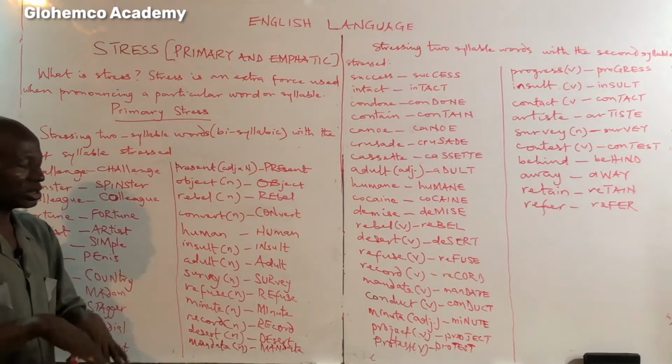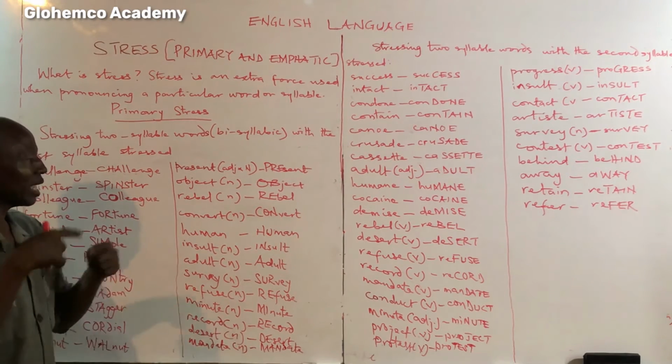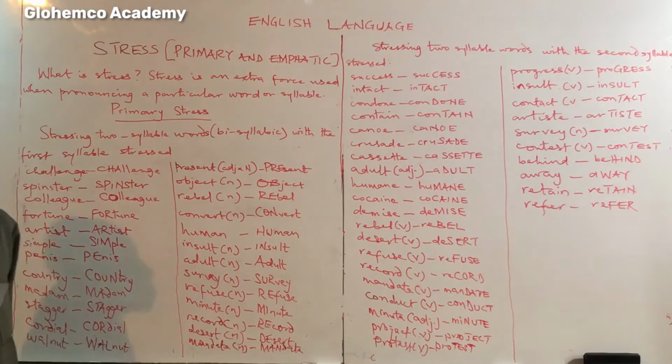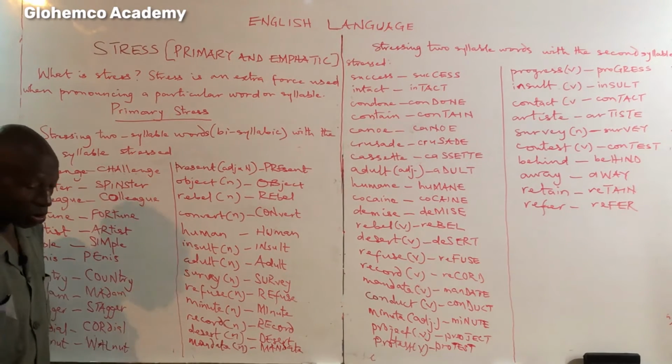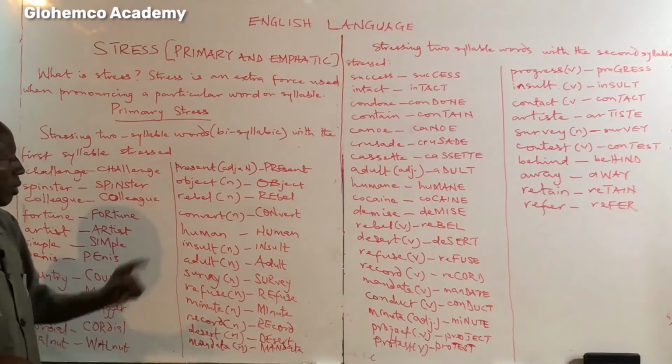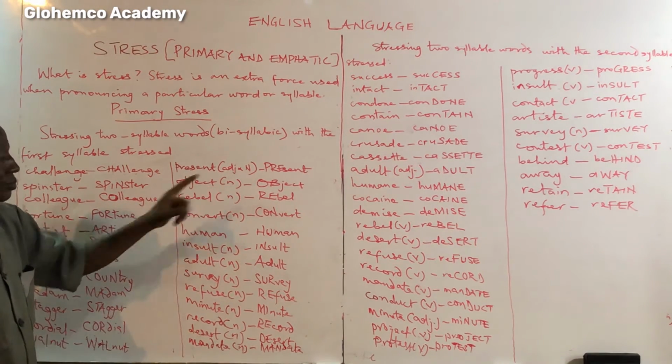An object is the receiver of the action of the subject. If there is a ball here and I play the ball, the ball is the receiver of my action. So that's object, and it is a noun.